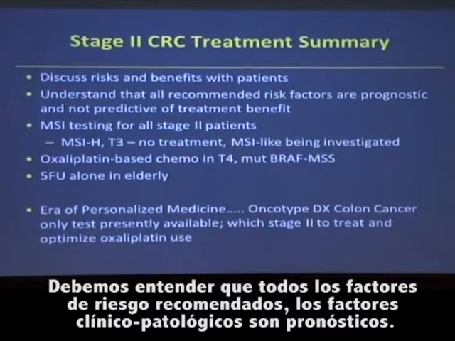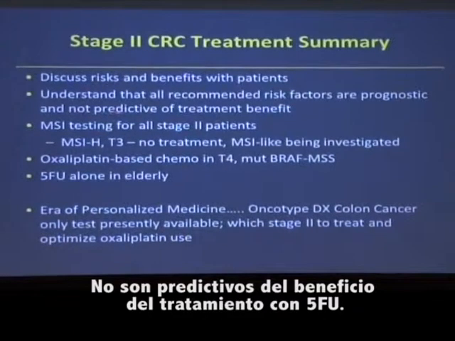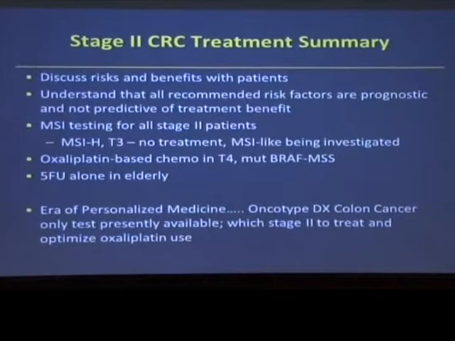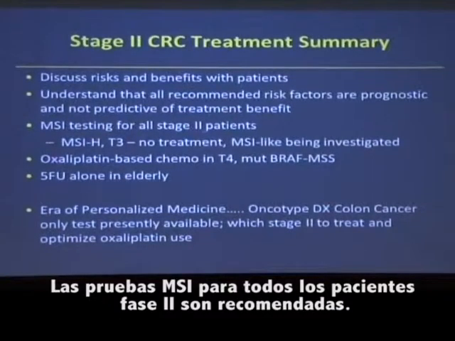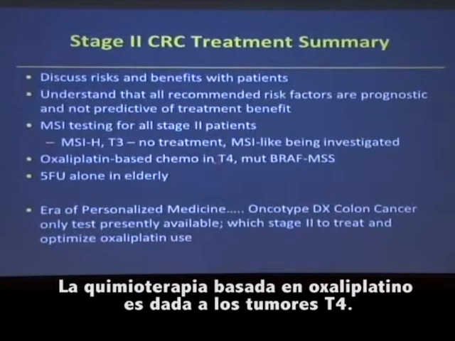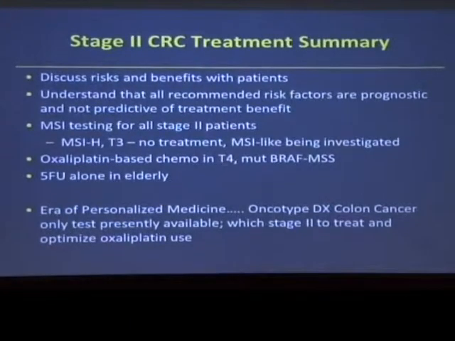We have to understand that all the recommended clinical pathologic risk factors are prognostic. They are not predictive of 5-FU treatment benefit. They are not predictive of oxaliplatin benefit. They are not quantitative, okay? MSI testing for all stage 2 patients is recommended. No treatment is given to these individuals. We're investigating the MSI-high. Oxaliplatin-based chemotherapy is given for T4 tumors. 5-FU can be given to elderly patients.